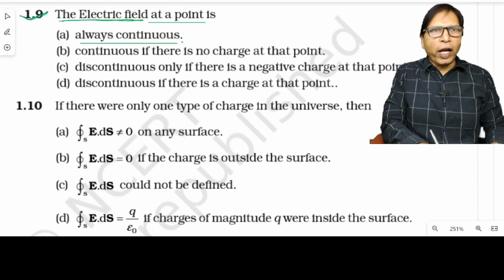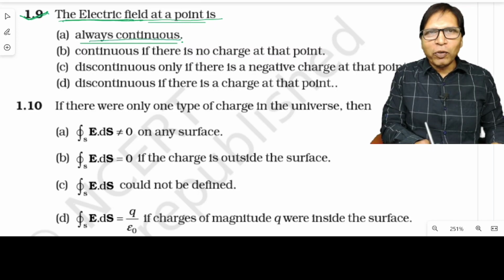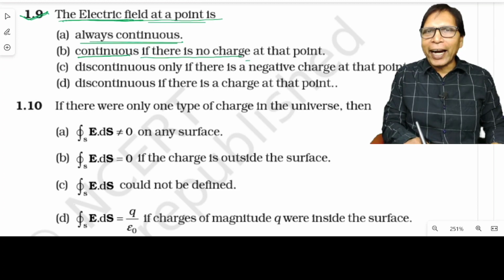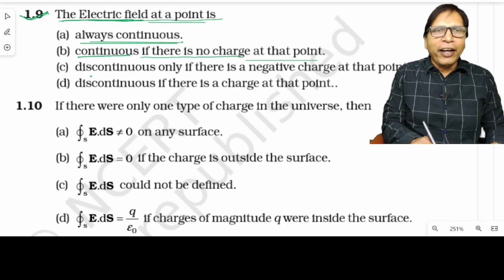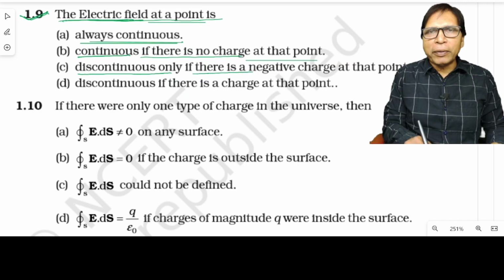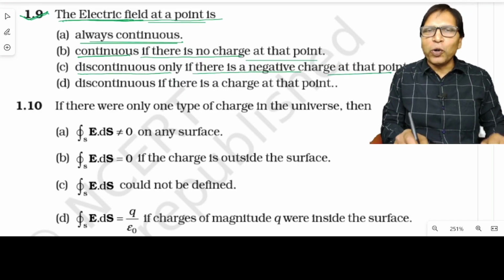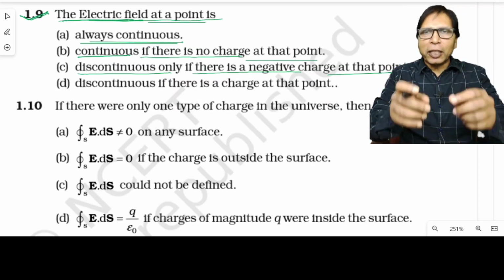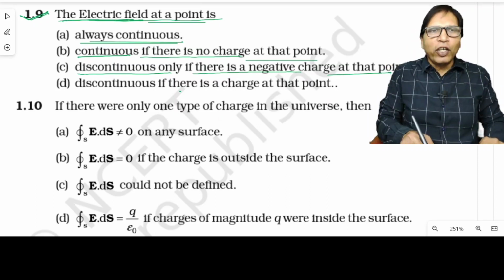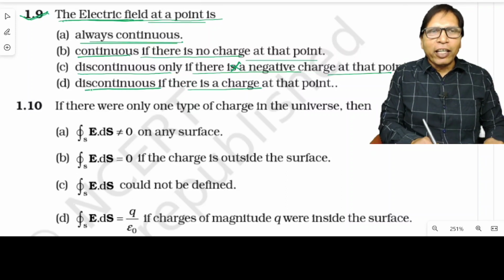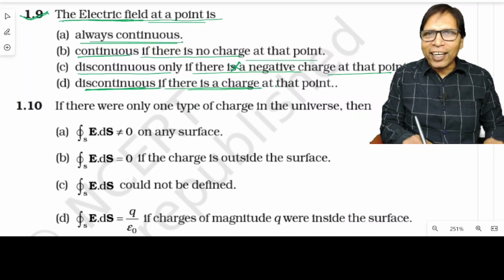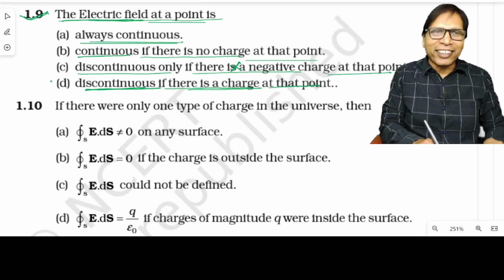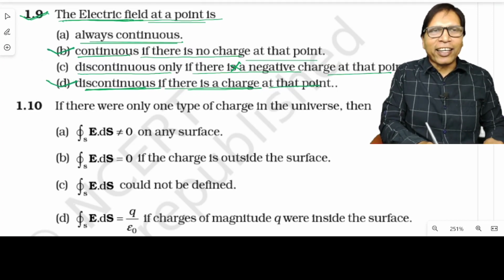Now question number 1.9. The electric field at a point is always continuous? No, it is continuous if there is no charge at that point. Discontinuous only if there is a negative charge at that point? No, it is discontinuous if both positive and negative charge are present at that point. So C is not correct. It is discontinuous if there is a charge at that point. This is correct and this is correct.